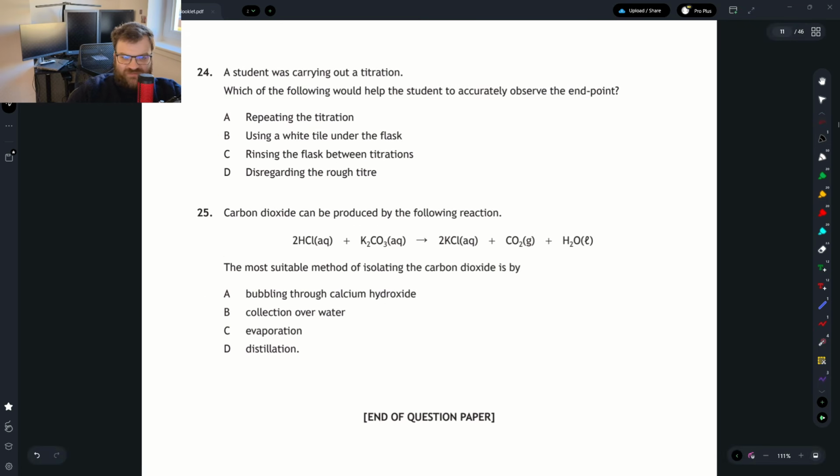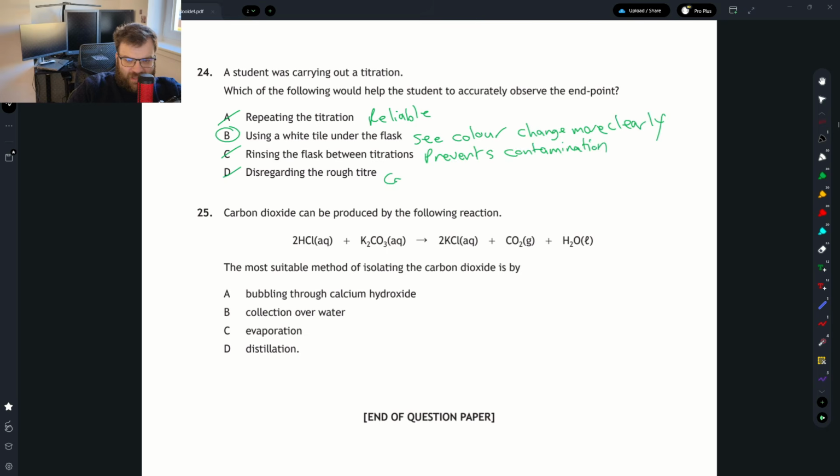On to number 24. Carrying out a titration to observe the end point. If you repeat an experiment, you make the results more reliable when you take an average. A white tile allows you to see the colour change more clearly, so you'll know when to stop it. Rinsing the flask prevents contamination, but it's not to do with spotting the end point. And if you ignore the rough titer value, you would average the concordant results, so your rough one is unlikely to be concordant.